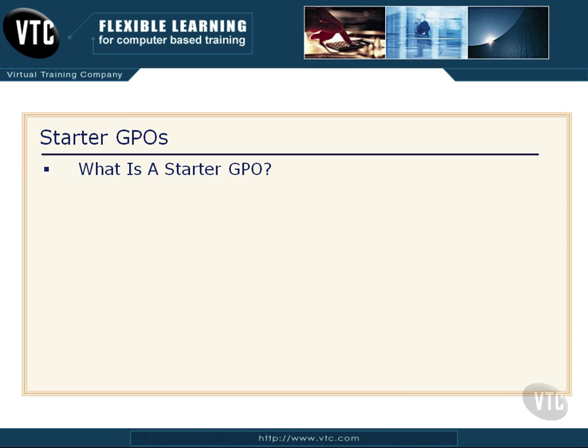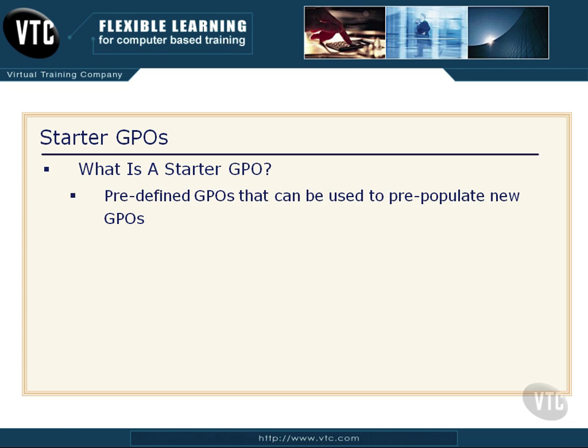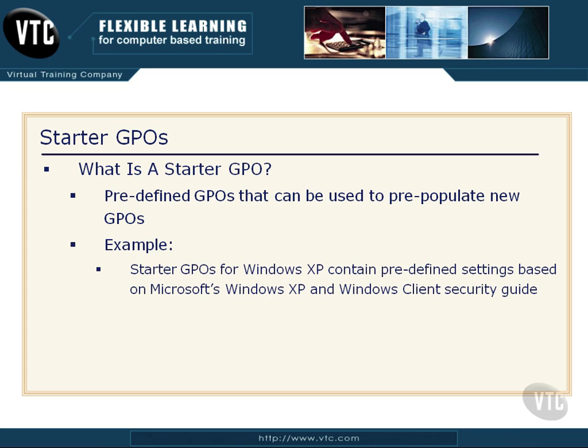First of all, what is a Starter GPO? It is nothing more than a predefined group policy object that you can use to pre-populate your own new group policy objects. Now, when you first start working with these things, you kind of sit there and stare at the administrative template and think, now, what exactly do I want to set on my machine? Because now there are thousands of settings that you can make using group policy objects. Now, certainly, you should plan these things out, really think them through. But let me give you an example.